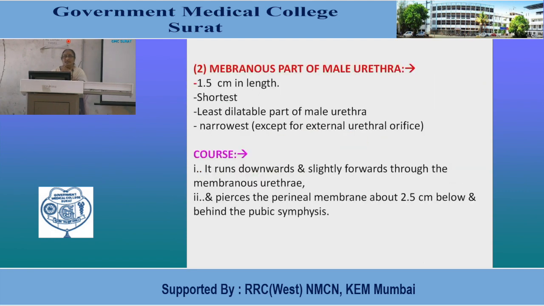Now the second part of the male urethra is the membranous part. Its length is about 1.5 cm, and it is the shortest and least dilatable part of the male urethra, the narrowest except for the external urethral opening. Now what is the course of the membranous part of the male urethra? It runs downwards and slightly forwards.